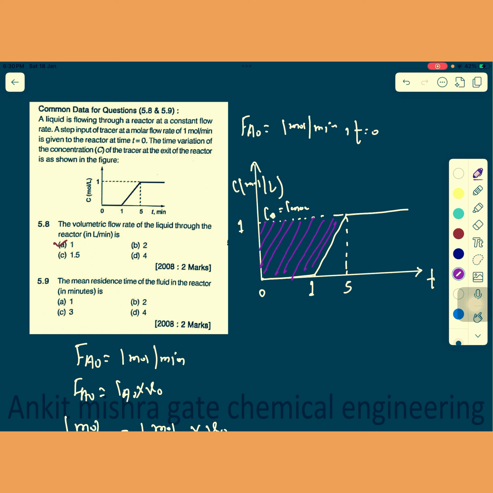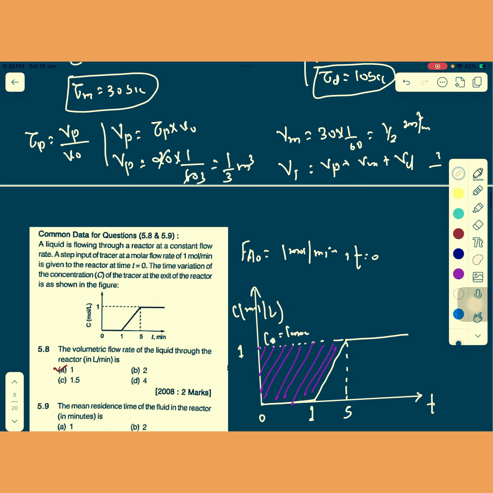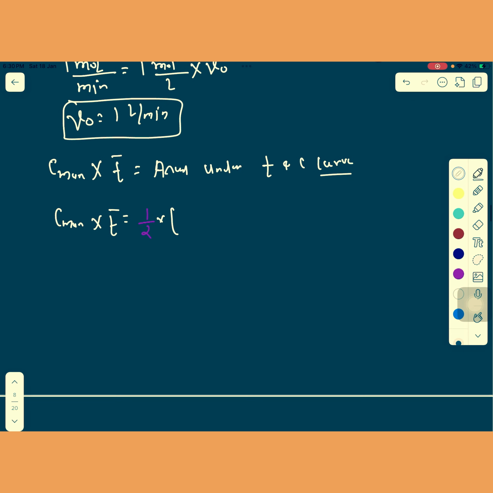Whenever we have a step tracer input, you have to assume this is the area on the C-T axis versus time. This area can be calculated as 1 upon 2 multiplied by, this is a trapezium, 5 plus 1 multiplied by 1. C max is 1, that is C naught. So 1 multiplied by T bar is equal to 1 by 2 multiplied by 6, that is 3. The mean residence time T bar is equal to 3 minutes. This is as simple as that.